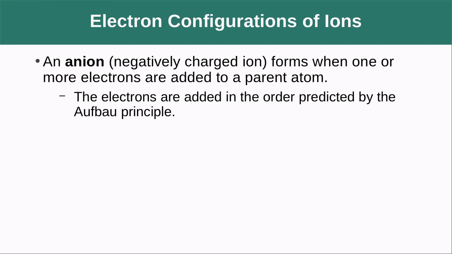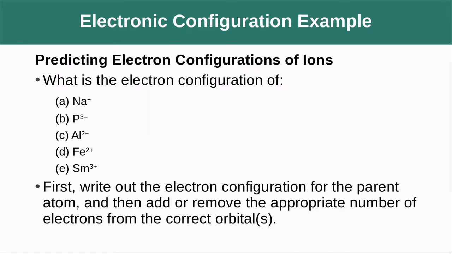An anion, a negatively charged ion, forms when one or more electrons are added to a parent atom. Electrons are added in the order predicted by the Aufbau principle. So let's see here if we can predict the electron configurations for these guys. What is the electron configuration of these various different ions?